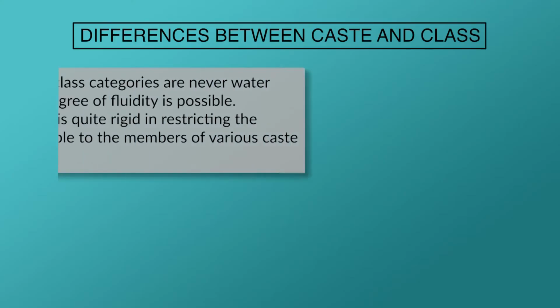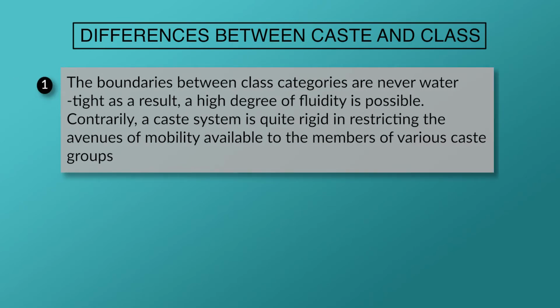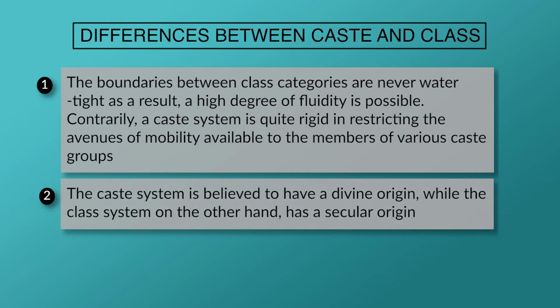Now, let us come to the difference between caste and class. The boundaries between classes are not as significant and as watertight as the boundaries between castes. Fluidity is possible, mobility is possible to some extent. The caste system, again, is said to have a divine origin, whereas class is considered to be more secular.